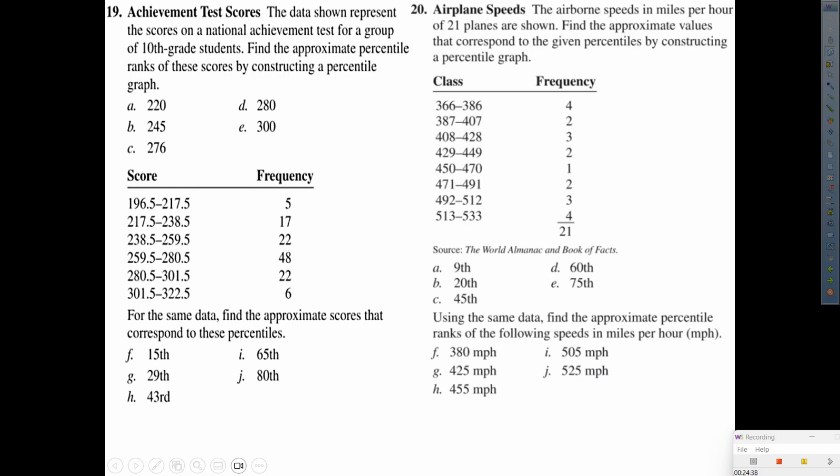So, you should be able to finish your problem by the end of the period. I'll be checking in on you guys in a little bit.